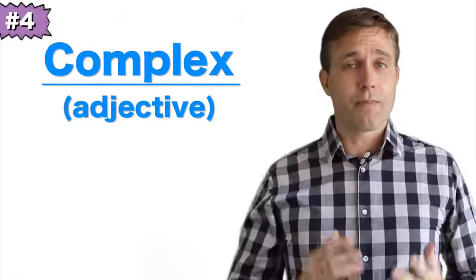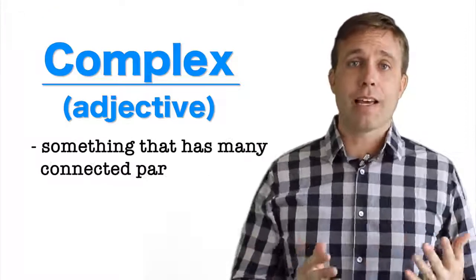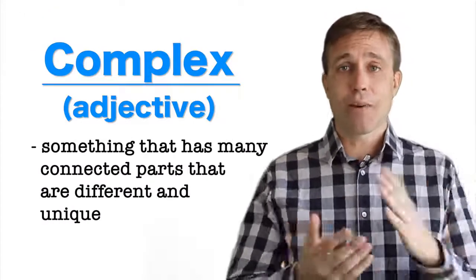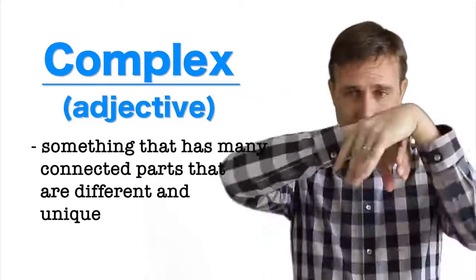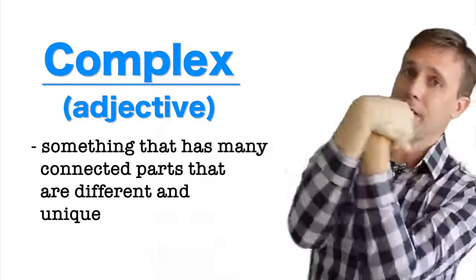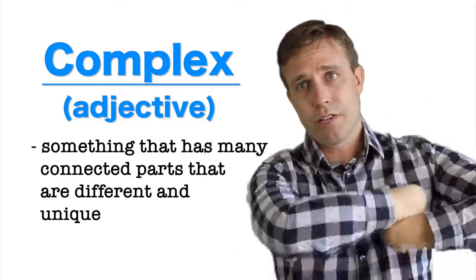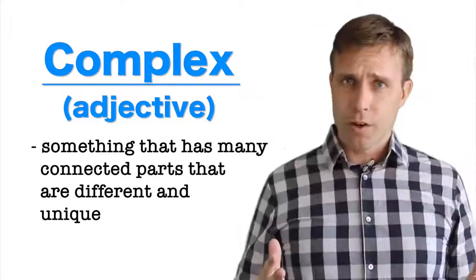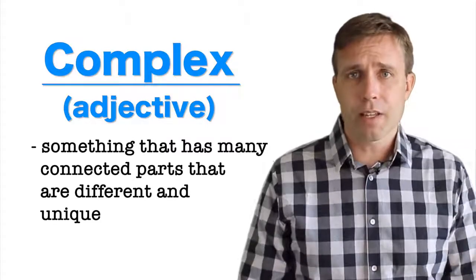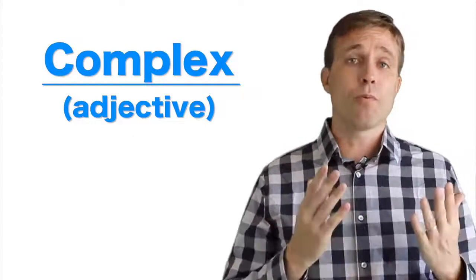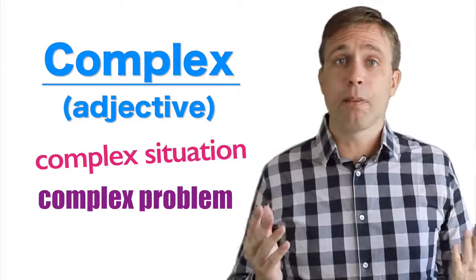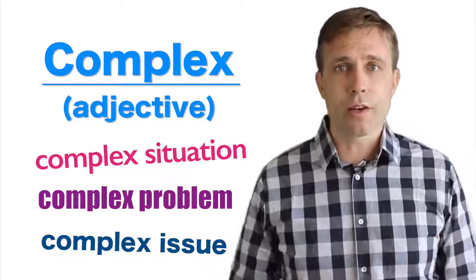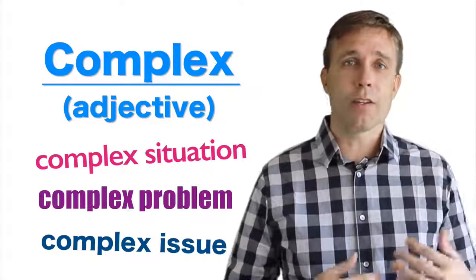Number 4 is complex. Now, if something is complex, it just means it has many different connected parts that are unique, and they are twisted and tied together and may be very difficult to understand. So a few words that this is often used with is maybe a complex situation or a complex problem. Or maybe there's a complex issue. These are some words that complex is often used to describe.